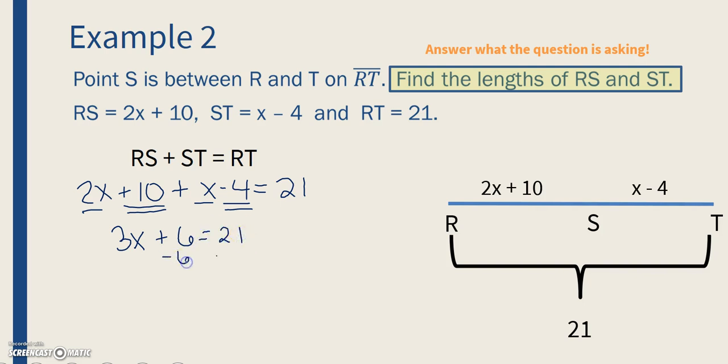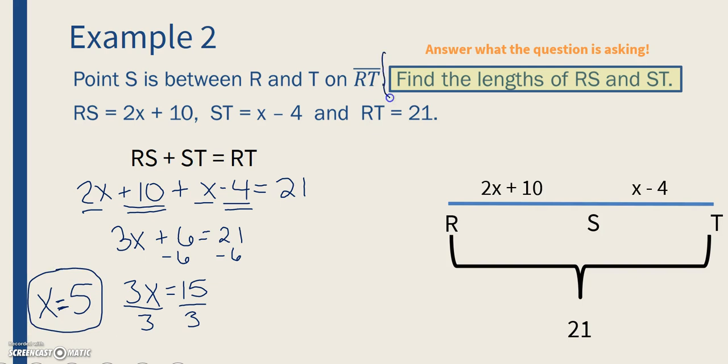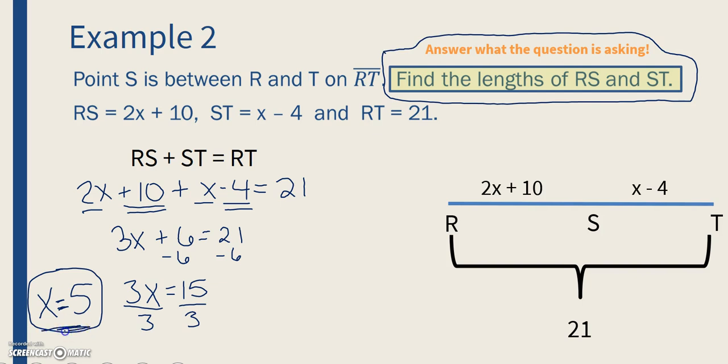Alright, subtract 6 from both sides. So we're left with 3x equals 15. Divide by 3. So we're left with x equals 5. Now, is this our answer? No. Remember, it's asking us to find the length of RS and ST. This is just what x is. So now to actually find those lengths, we're going to substitute 5 in for this x and for this x in these lengths.